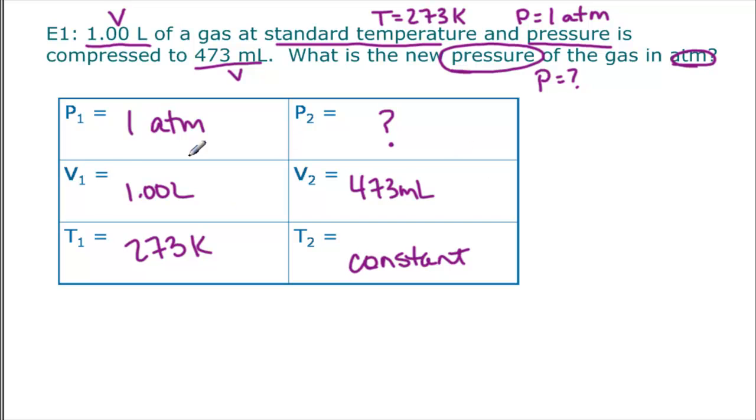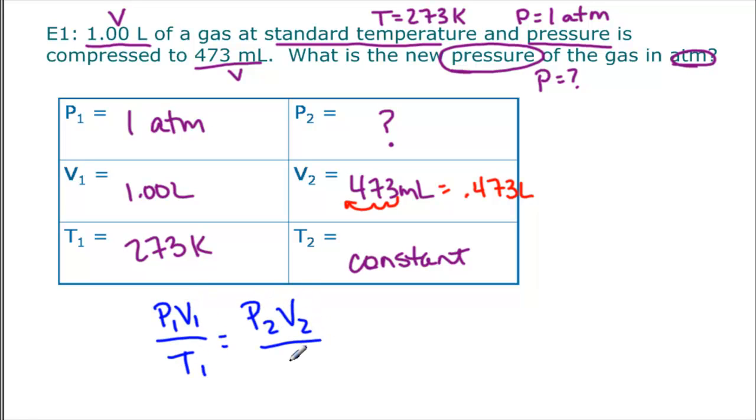Now, got a couple of things we have to do here. We have to have our volume in the same unit. So the easiest thing to do here is just move your decimal point 3 places, so that's 0.473 liters. Now what we want to do is to look at our formula, and if we notice that our temperature is constant, then all we have to do is cross out that temperature, and we do not have to use it in our problem. What this does is it makes our formula become P1 times V1 equals P2 times V2.